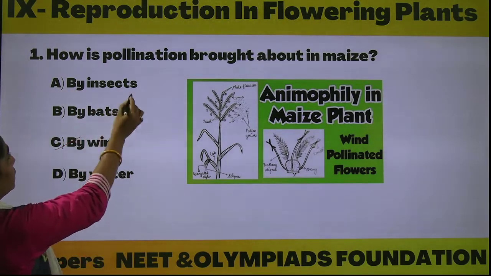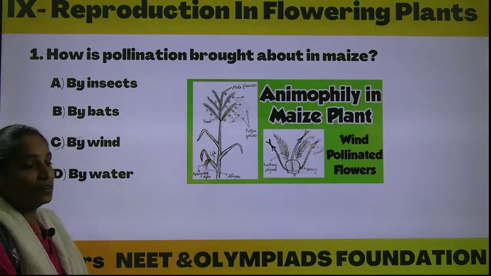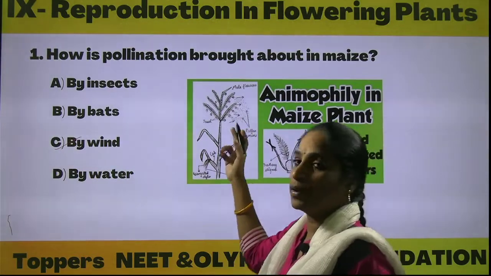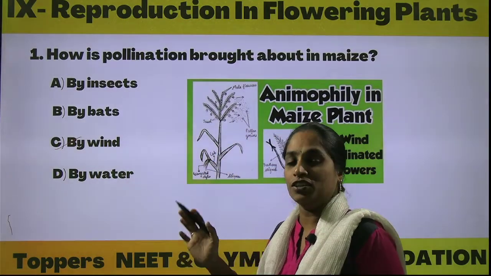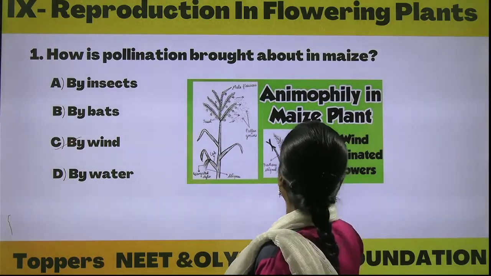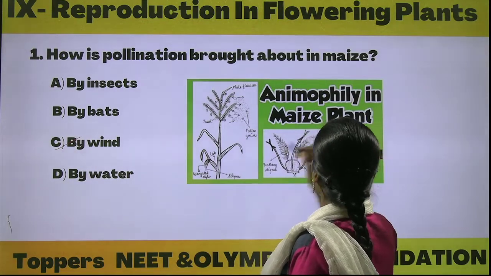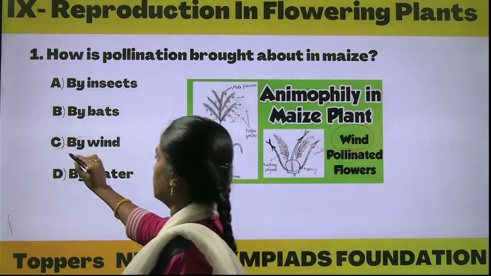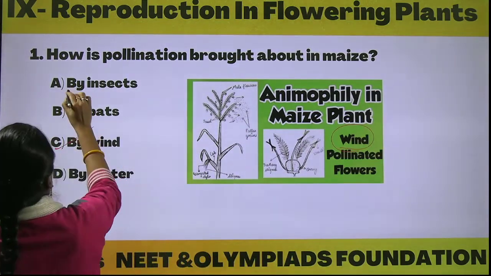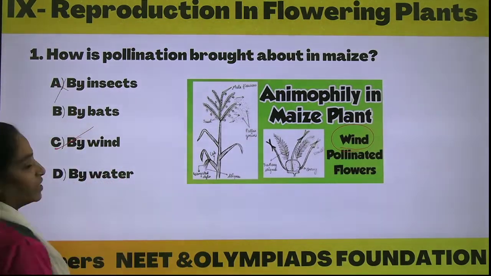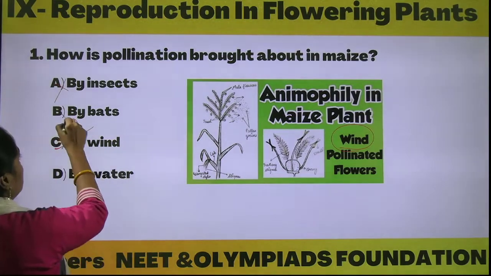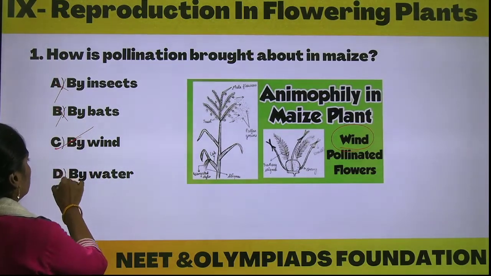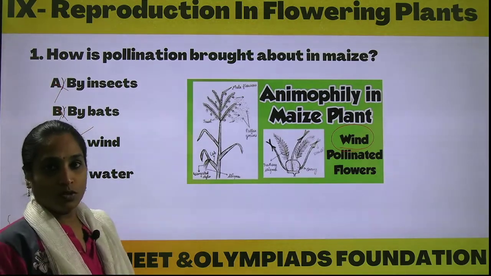So by the insects, by the bats and by the water are the wrong options. Why? Because here we can observe the maize plants are growing in agricultural field areas. So they are being pollinated, the agent is nothing but the wind. So the correct option is option C. Option A, by the insects, is wrong. Option B, by the bats, is also wrong, and option D, by the water, is also the wrong option.